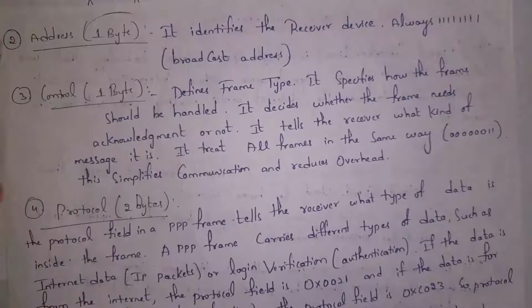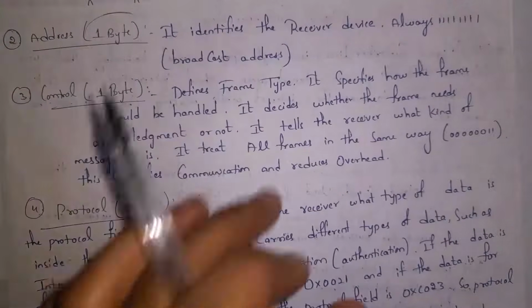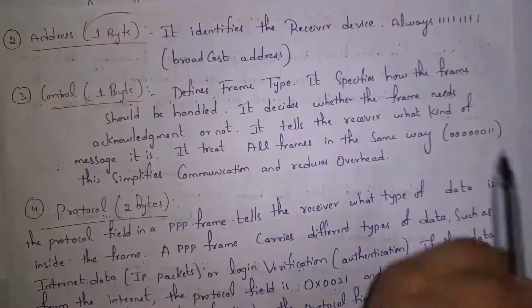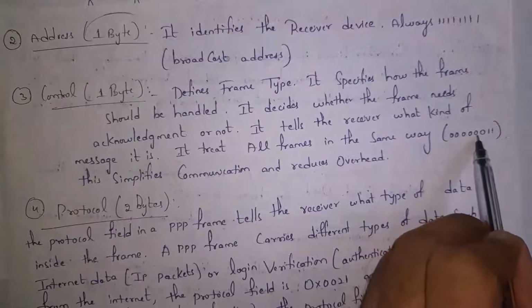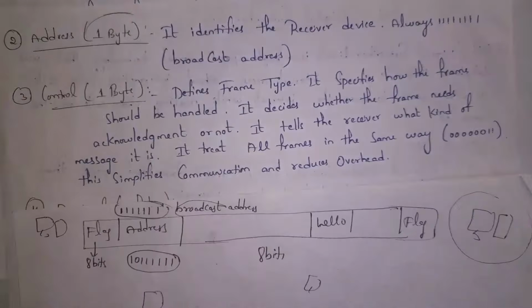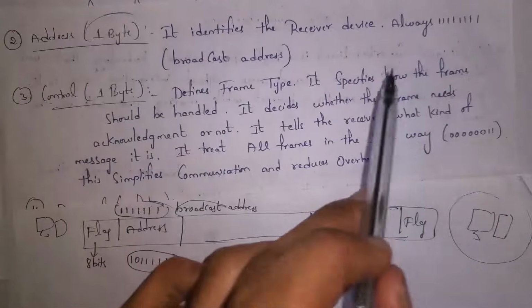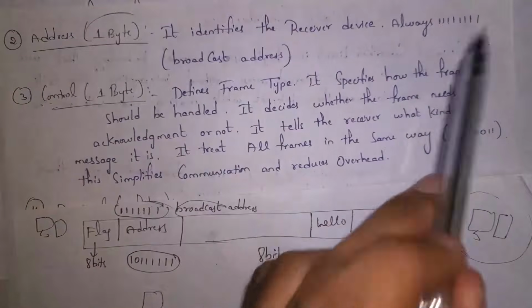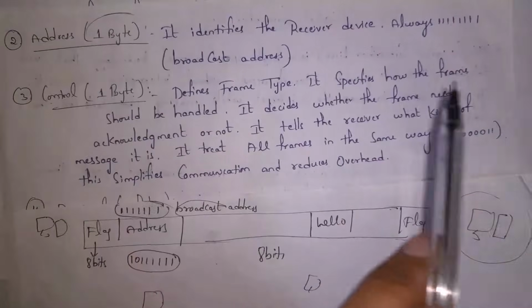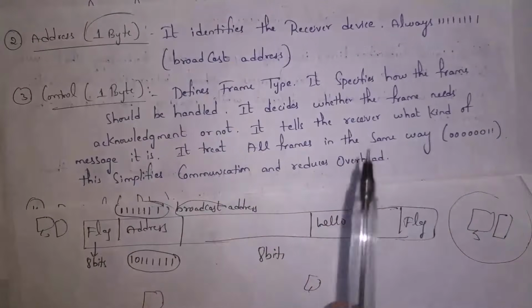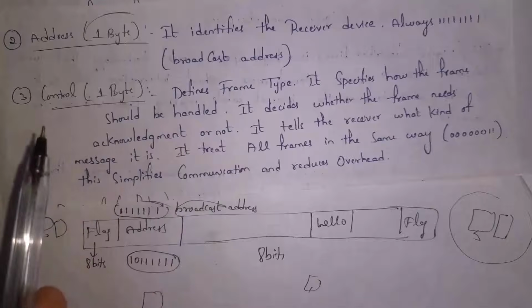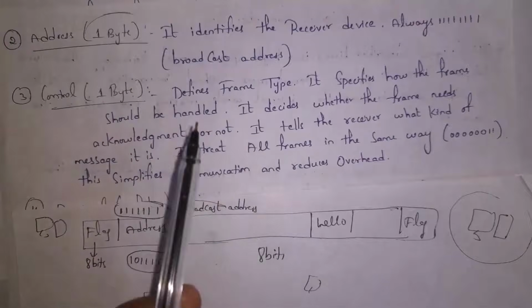And the third field is the control field. And here also there is a default value, that is 00000011. This is the default value. This control will define the frame type. It specifies how the frame should be handled. It decides whether the frame needs acknowledgement or not. It tells the receiver what kind of message it is. It treats all frames in the same way.